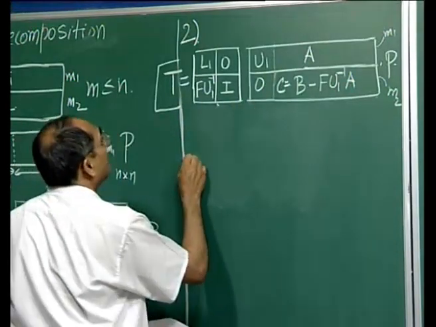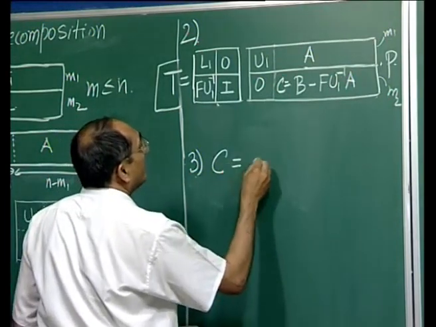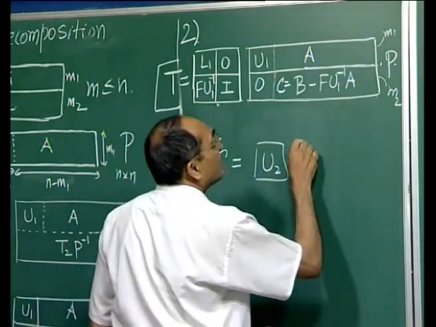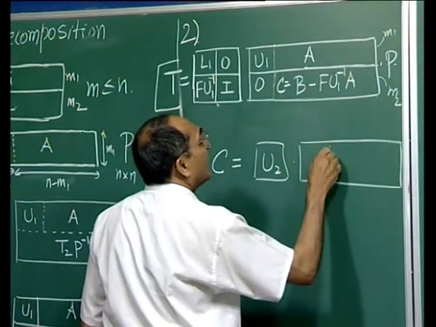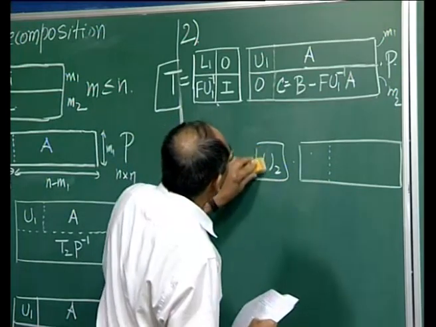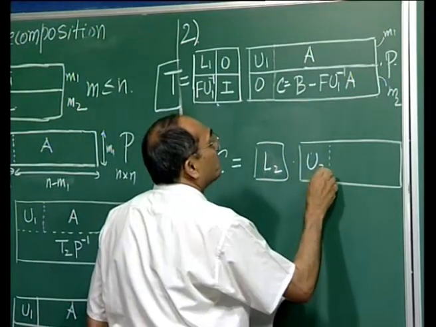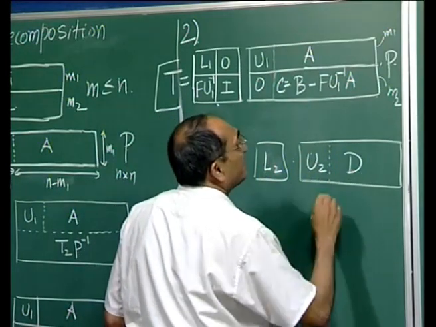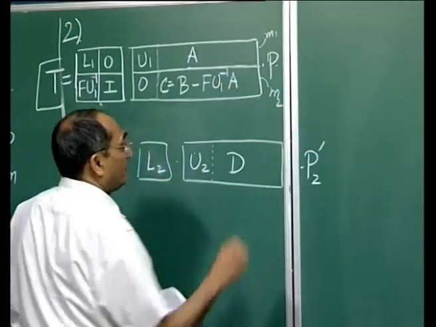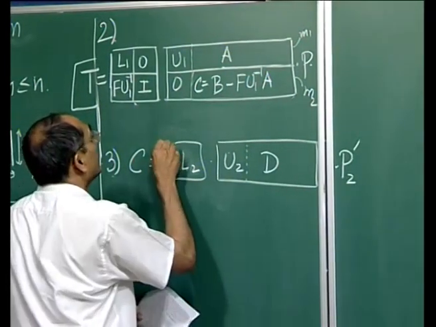So, in our step 3, we compute C equal to L2, U2 and some matrix D, where we have a lower triangular matrix, followed by P2 prime. I choose to write P2 prime. So, let us try to first verify our dimensions and all.